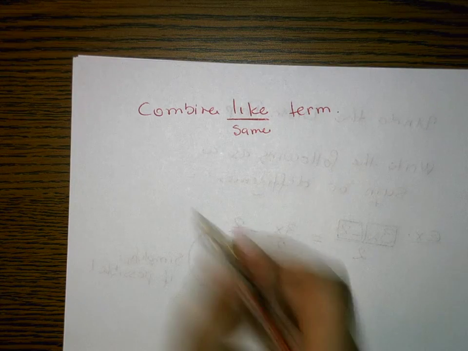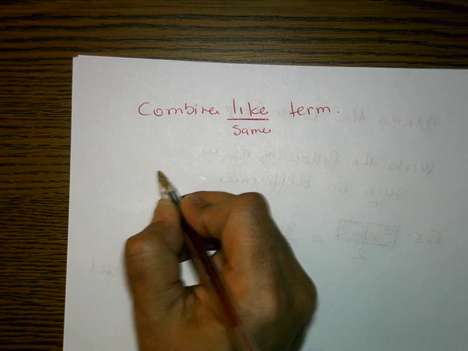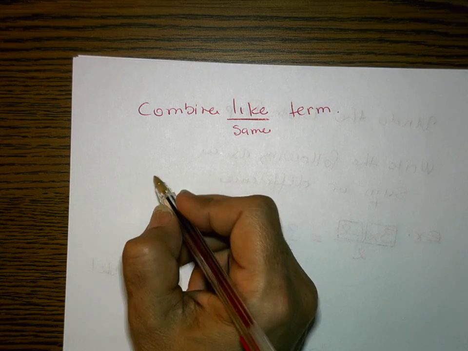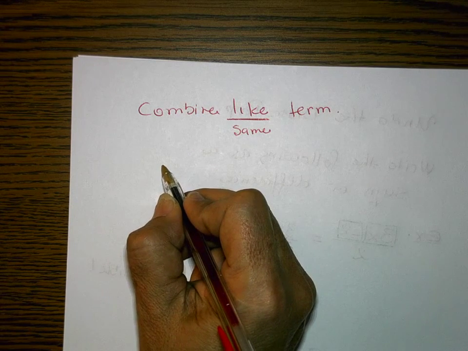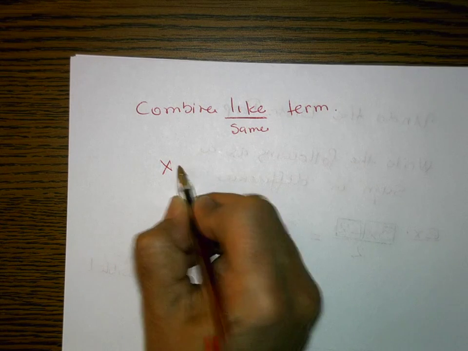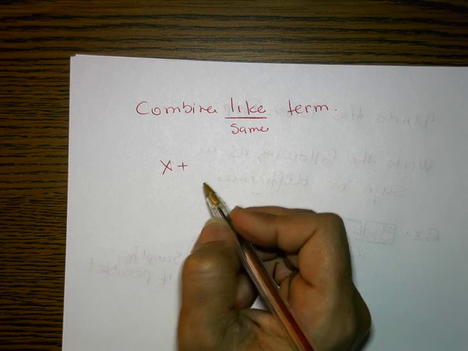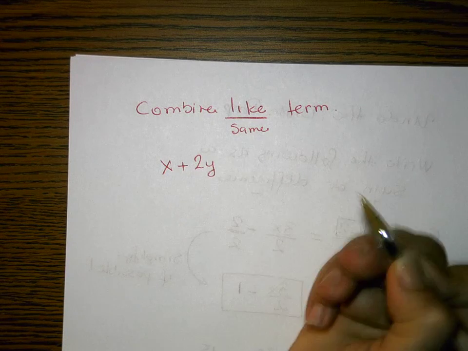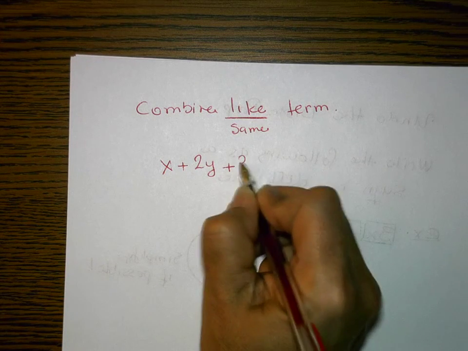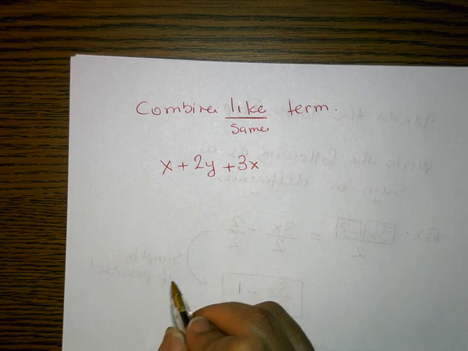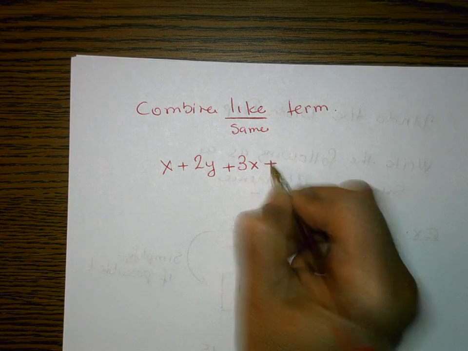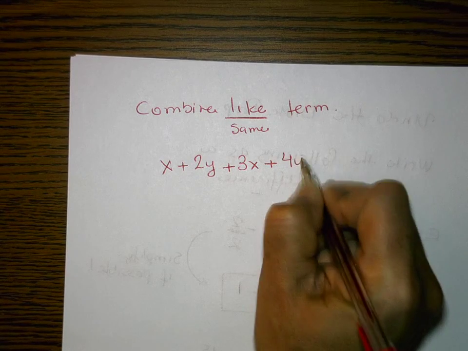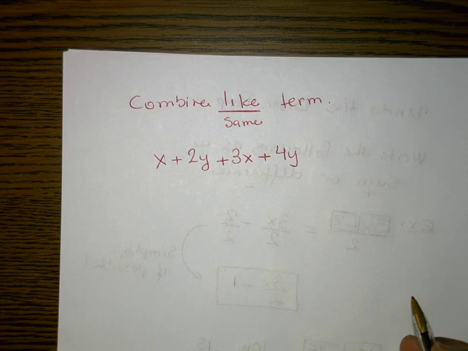For example, I'm going to start with something very simple. If I have 1x, and then I have 2y's, but then I have another 3x's, and I also have another, let's do 4y's. Okay, so this is all spread out.